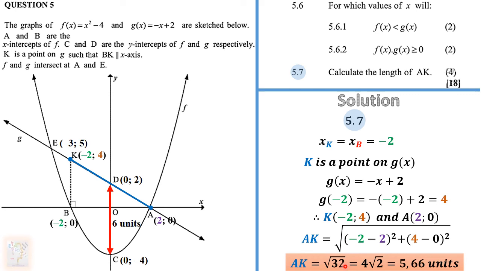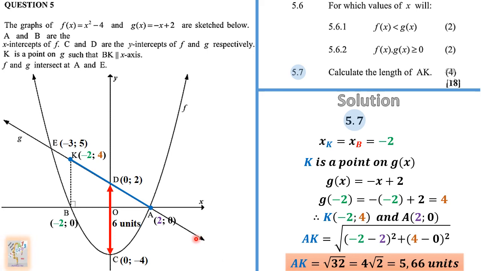Or you can simplify it, then it will give you 4 root 2, or you can write it in a decimal form, any form, whether you write it as root 32 or 4 root 2 or 5.66, round off to 2 decimal places, always, unless the question states otherwise. Okay, so this is a distance. That is why I'm just saying units, because we don't know whether this is millimeters, centimeters, or kilometers.